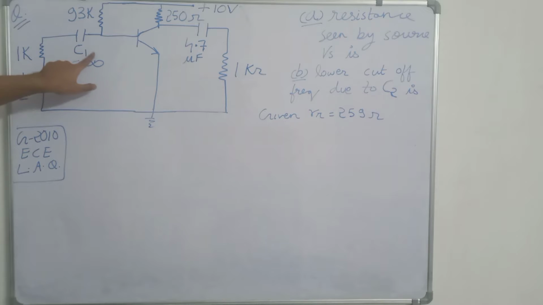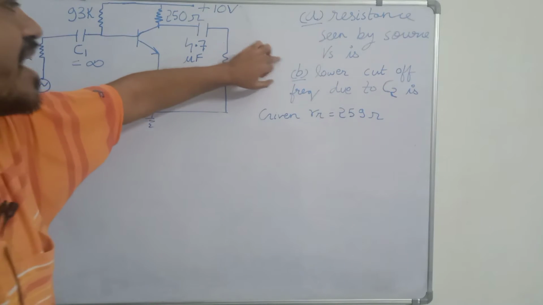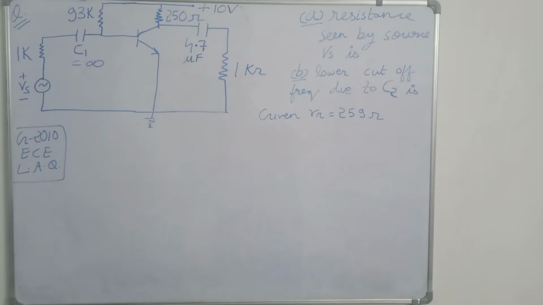This capacitor C1 is given as infinite. This resistance is 1 kilo ohm, and this is the source voltage. This is the source resistance, 1 kilo ohm. So first we have to find the resistance seen by source Vs, and second we have to find the lower cutoff frequency due to capacitor C2, and we are given that R pi is equal to 259 ohm.